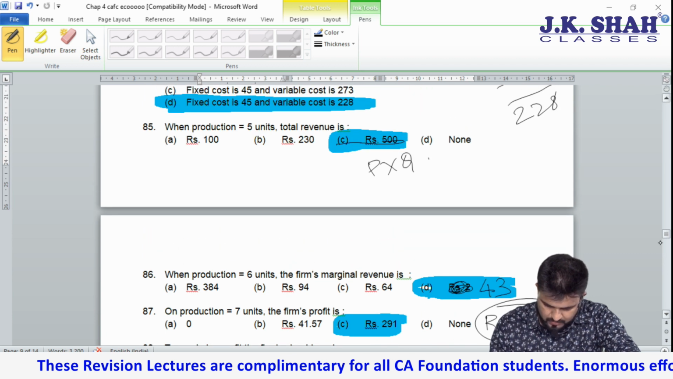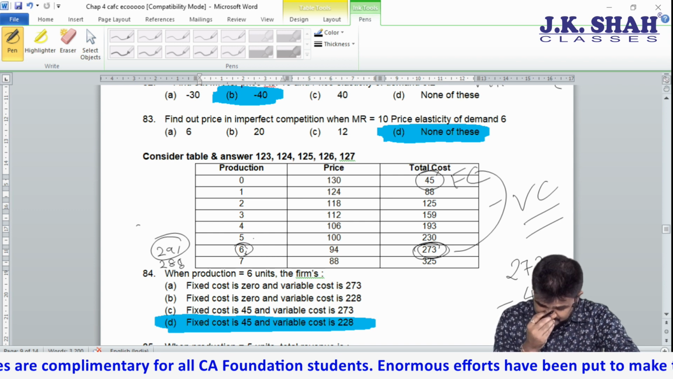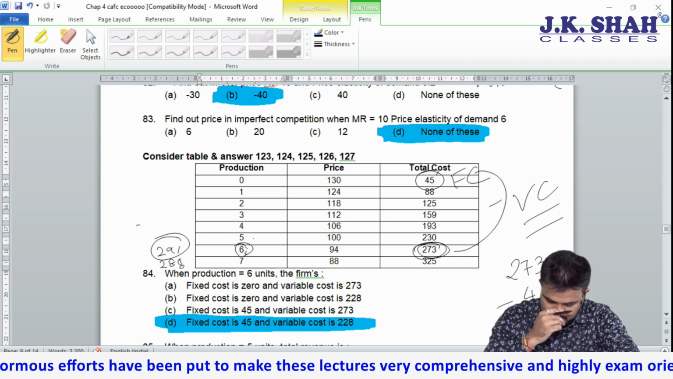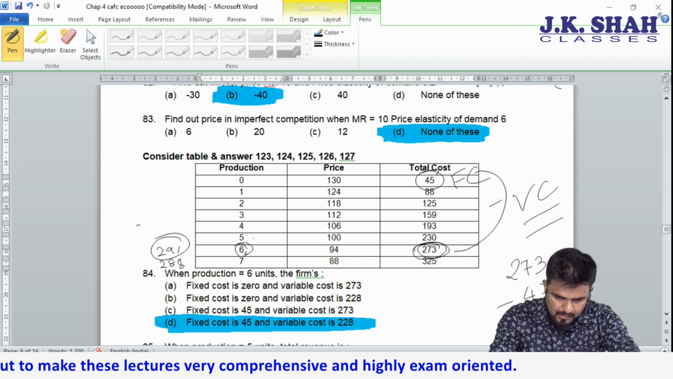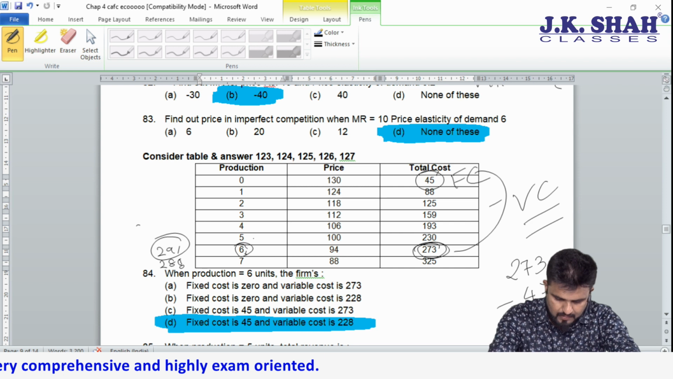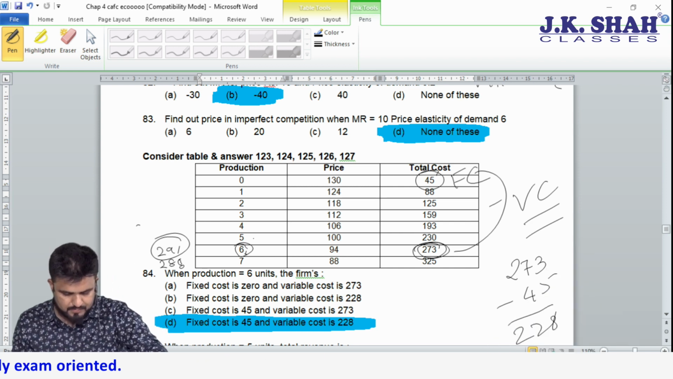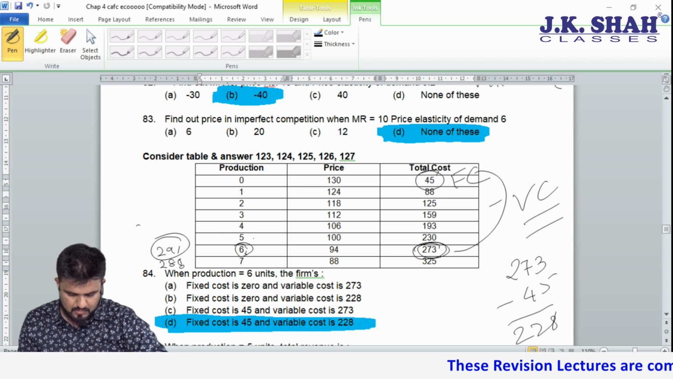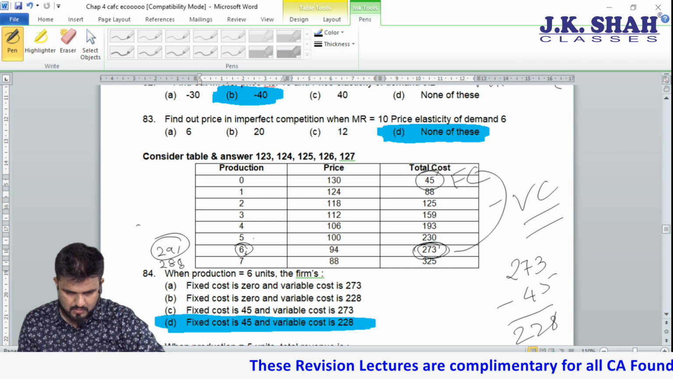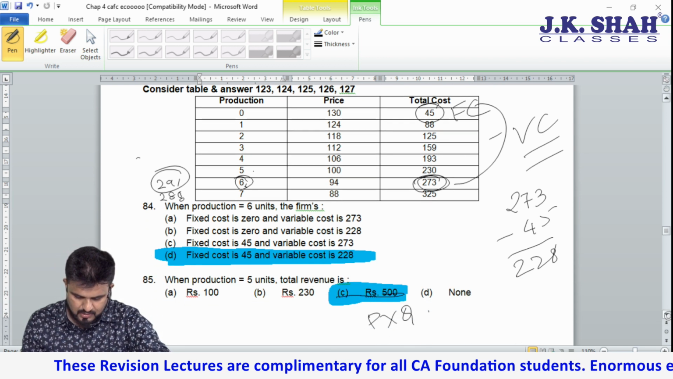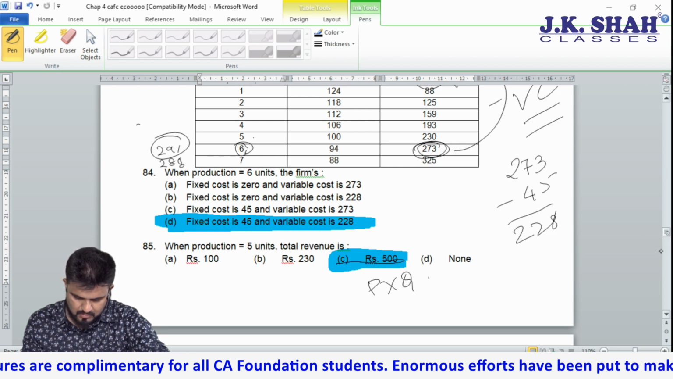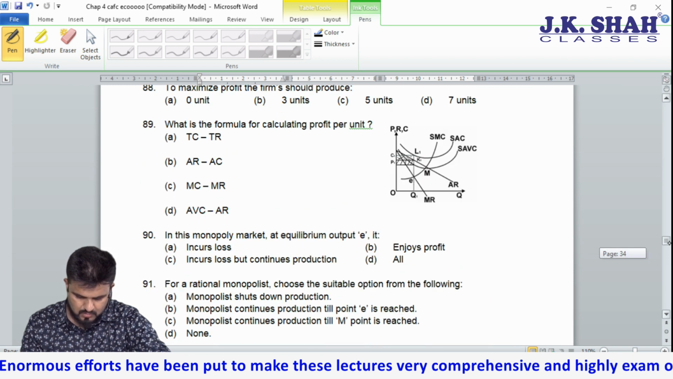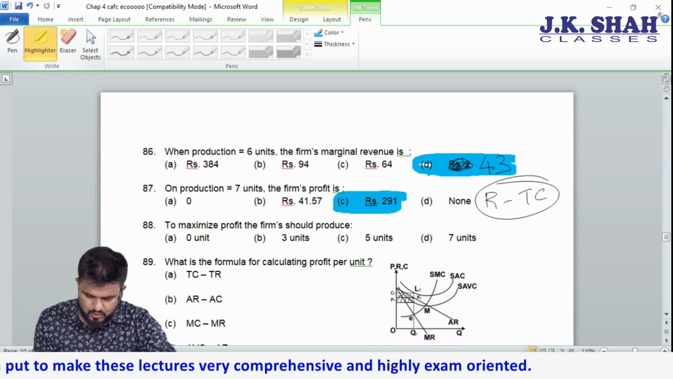Oh, there is some confusion. Seventh unit will be the answer. So correct answer, once you solve, you will get is 7th unit.